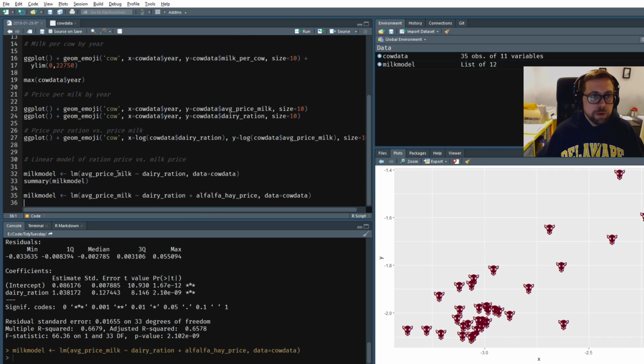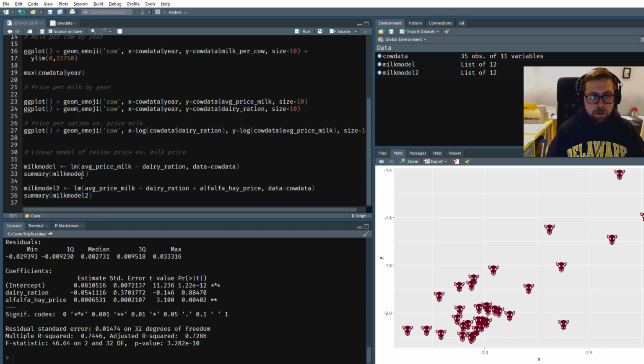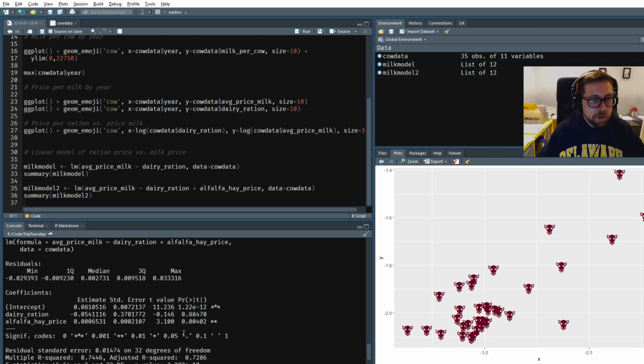Oops, I overwrote the original model. That was what I wanted to do here. Let me fix that real quick. We'll call that Model 2. And let's look at the summary of that. So this one looks like a little bit of a better fit. The R-squared is just a touch higher, and the p-value is a touch lower.